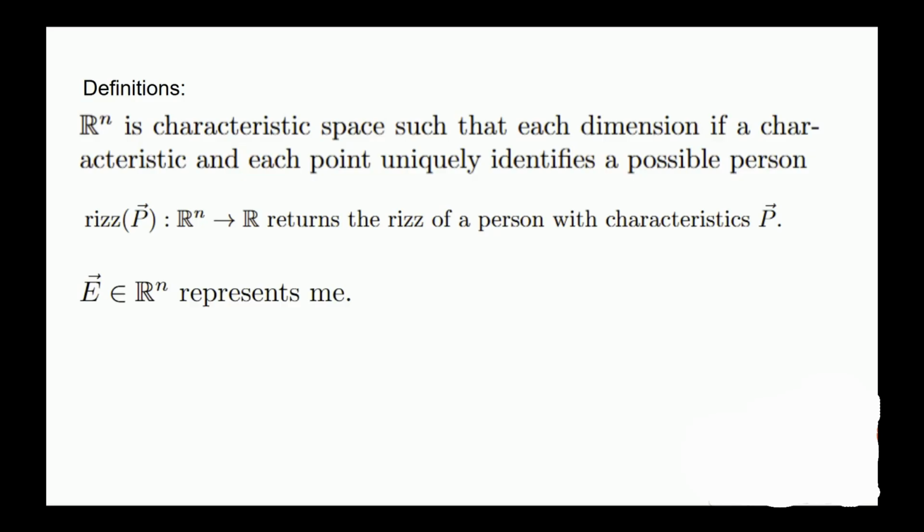Okay, and then finally our last definition, define E to be the point that represents me. Okay, so the goal of our proof is to show that I have Rizz, and to do this, we will be using the epsilon delta definition of the limit to show that the limit as p approaches E of Rizz of p goes to infinity. To do this, we will be using a double-nested proof by contradiction.